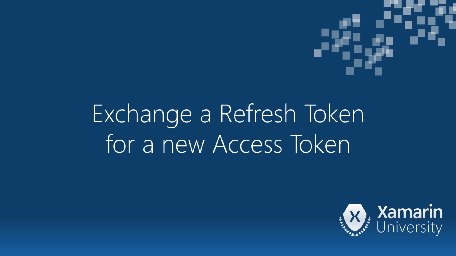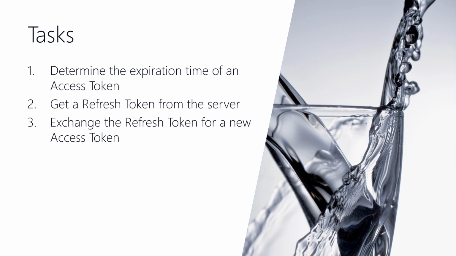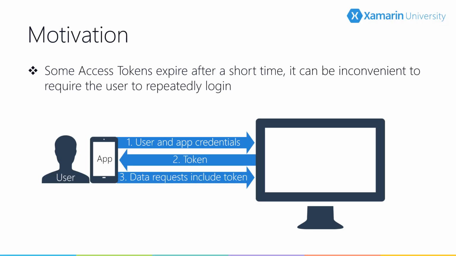Now, most access tokens are short-lived, and when the token expires, we'll need a new token to continue to access the secured web service. And rather than asking the user to repeatedly log in, we'll use something called a refresh token. And so we'll start by looking at how to determine the lifespan of an access token. We'll explore the requirements for receiving a refresh token, and then we'll use the refresh token to retrieve new access tokens when our current token expires.